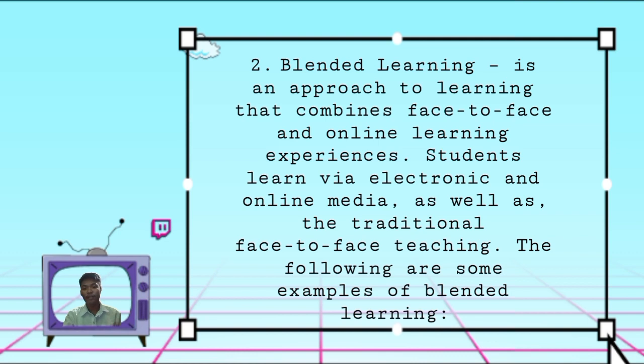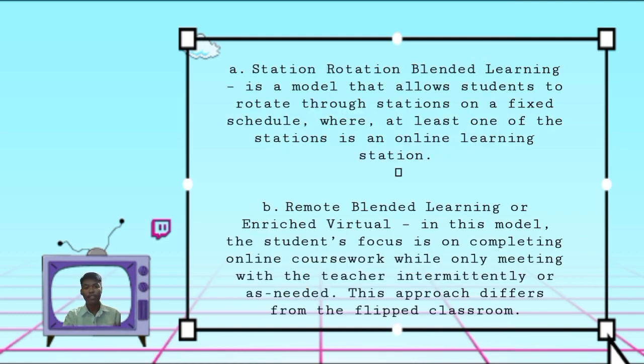The following are some examples of blended learning. There are 4. One is station rotation blended learning. This is a model that allows students to rotate through stations on a fixed schedule, where at least one of the stations is an online learning station.